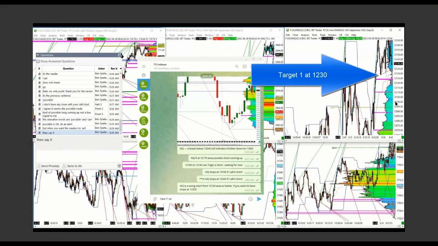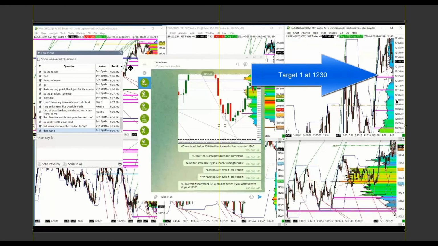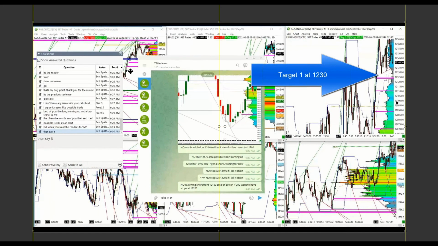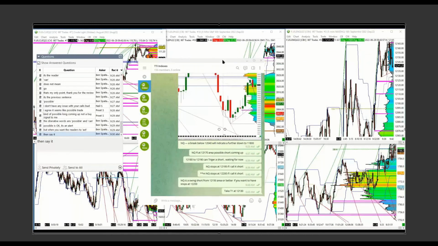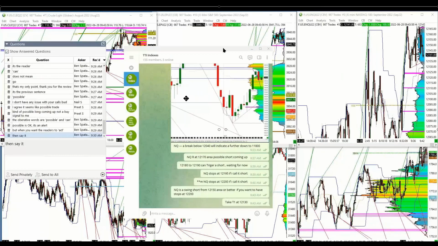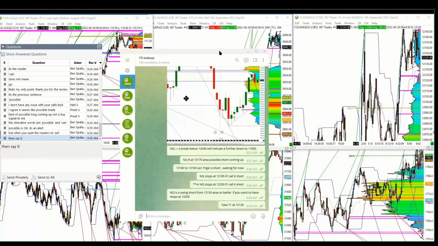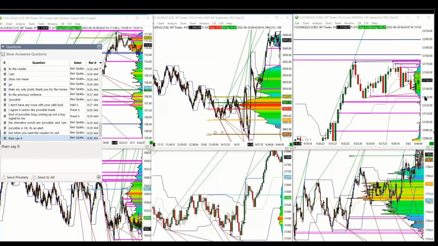You see my target 130. You see it? Target 130. Why? Because I have a cluster here, and you have the bottom of the channel here. There's a reason for it. Can we all see this? Right? And watch the target.